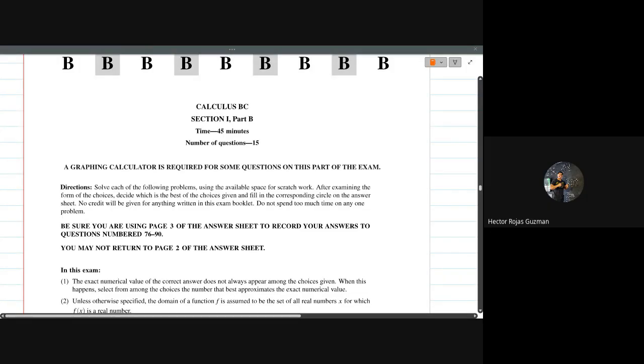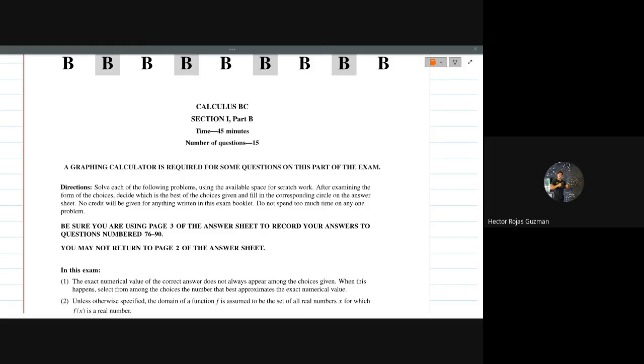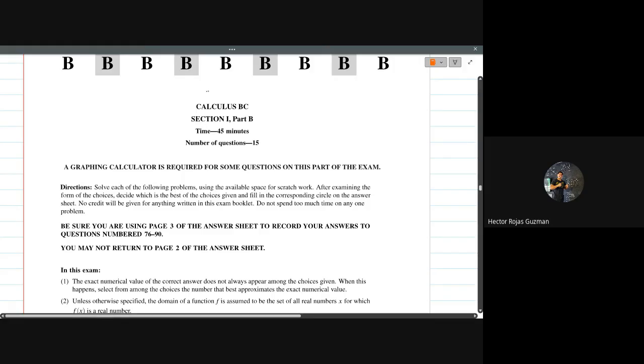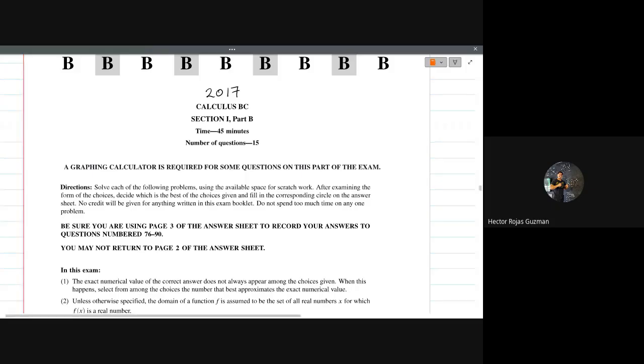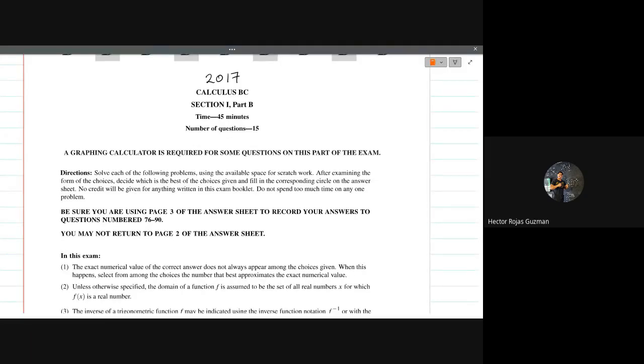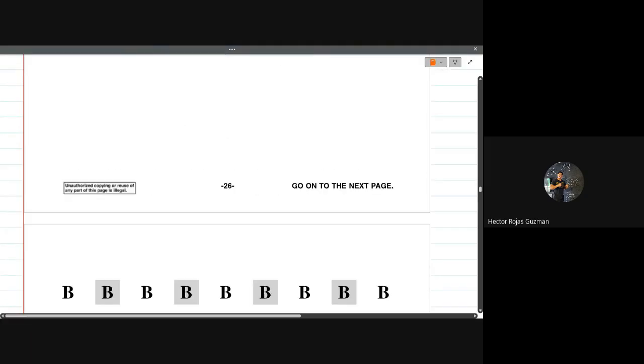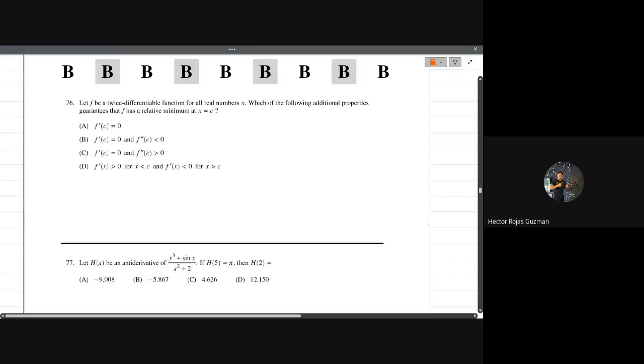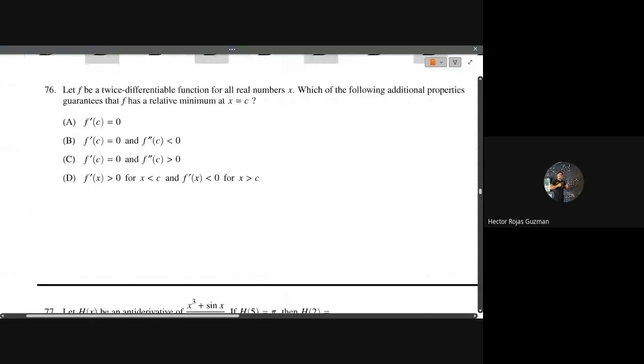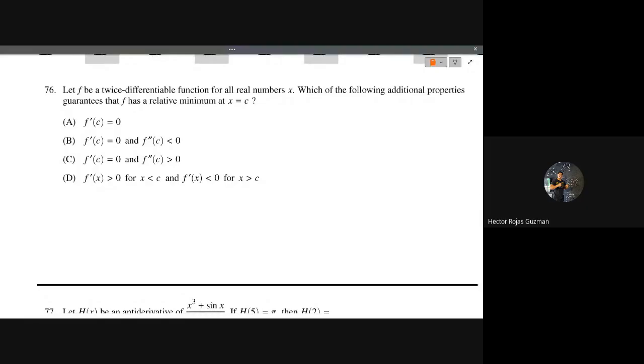All right, ladies and gentlemen, welcome back to the 2017 Calculus BC multiple choice exam. For this part, we're going to be working on 15 questions. We have 45 minutes. The graphing calculator is required, but I don't have one with me. So if a problem actually requires the calculator, I'll give you my ideas on how to start it, what to do. But I'm not going to be able to do it.